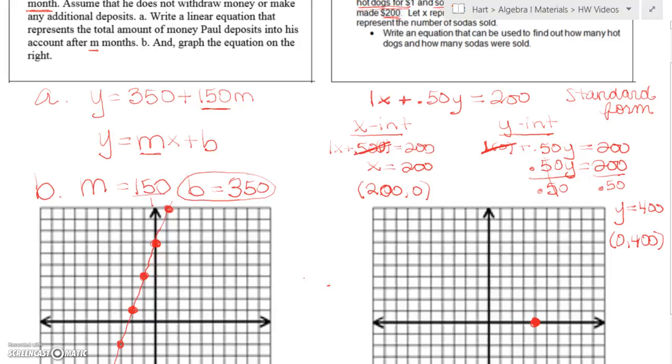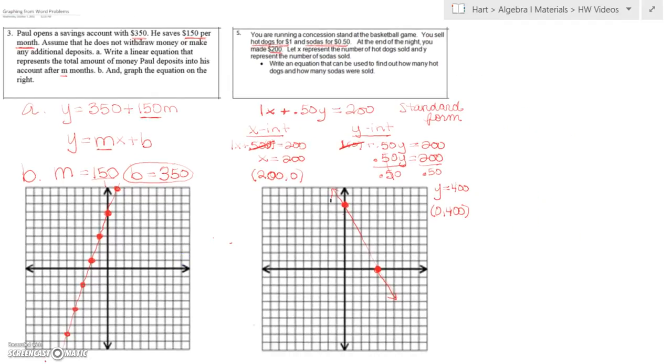So count by 50 is what on the y-axis? 50, 100, 150, 200, 250, 300, 350, 400, all the way up there. And then just draw a line through your 2 points. And there's the 2 questions for your homework.